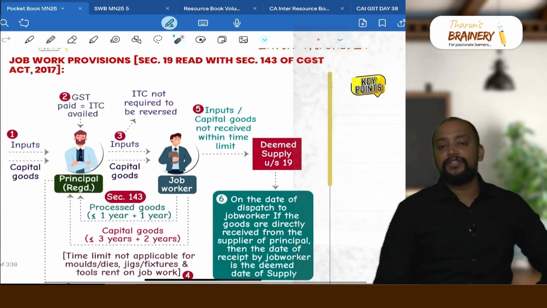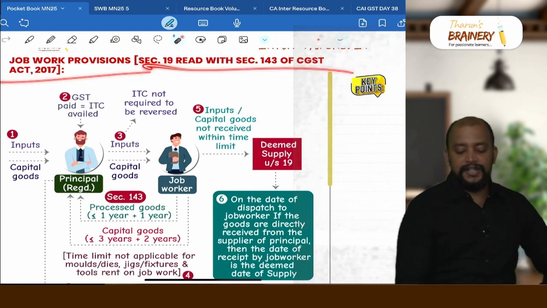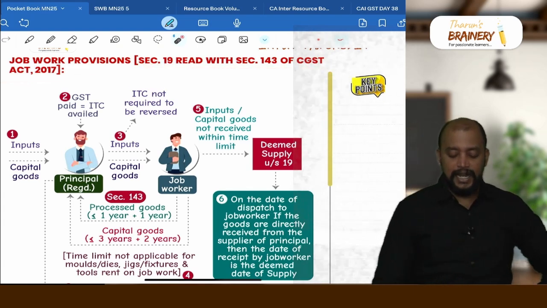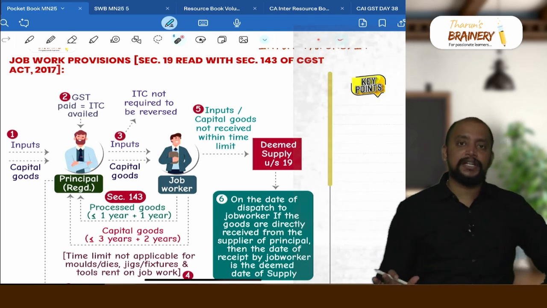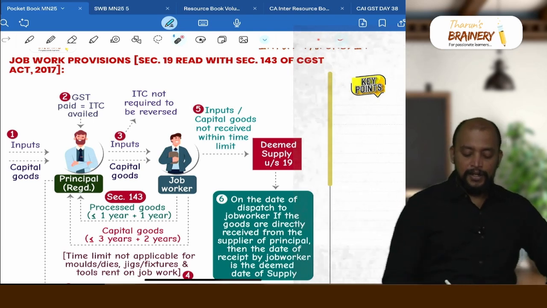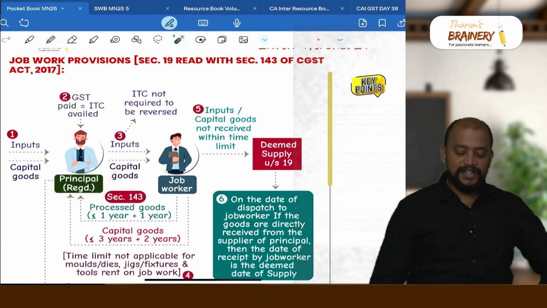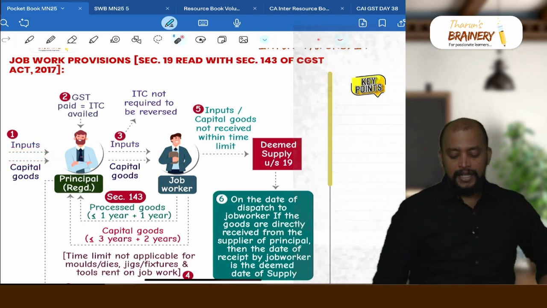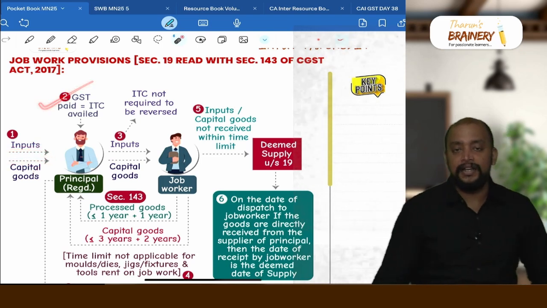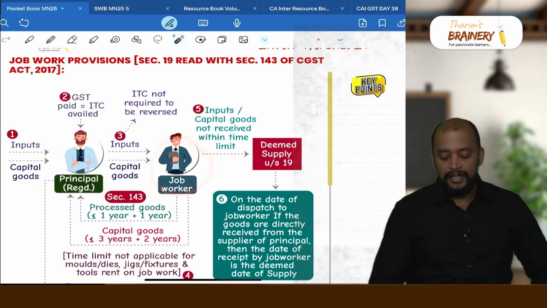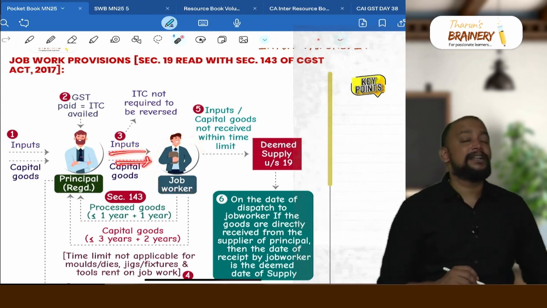Then we have the job work provision, section 19 read with section 143 of the CGST Act. So we need to first try to understand the procedure. The procedure here is that there is a principal who is a registered person. He purchases inputs and capital goods, and at the time of purchase the GST paid is availed as ITC. Now these are sent to the job worker, and when this is sent to the job worker, it is not a supply.